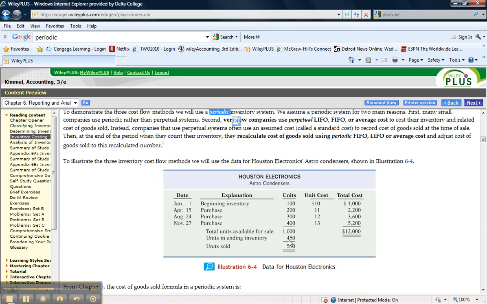At the end of the period, study objective 1, we talked about counting or figuring out how many units are left in ending inventory. That's assumed now to be done, and there's 450 units. That means then that 550 units must have been sold. So that's the data set that we're going to be working with in the next 3 videos.